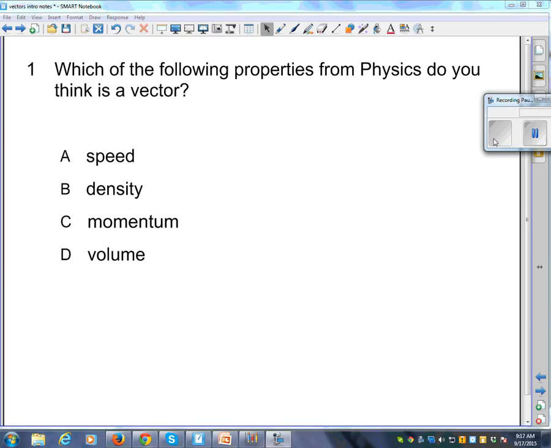Okay, so 309. Back to our question here. I told you what a vector is. I told you what a scalar is. Now I'm going to see if I can apply that knowledge, so I hope you're paying attention. Which of the following properties from physics do you think is a vector? Speed, density, momentum, or volume? What's the definition of a vector?